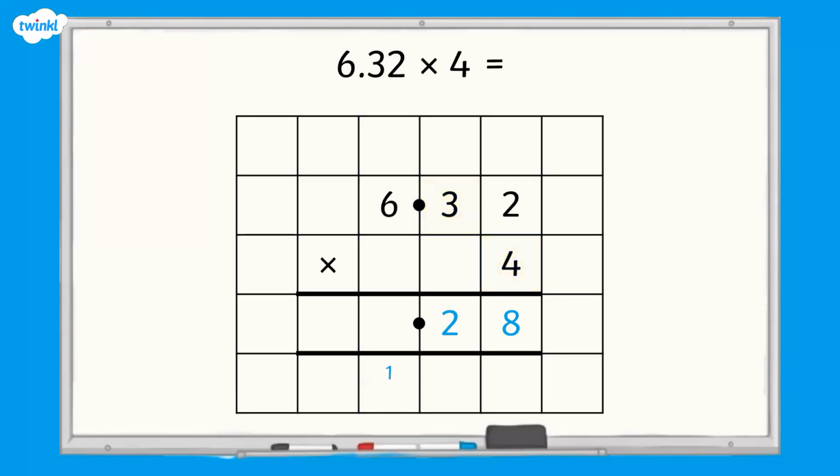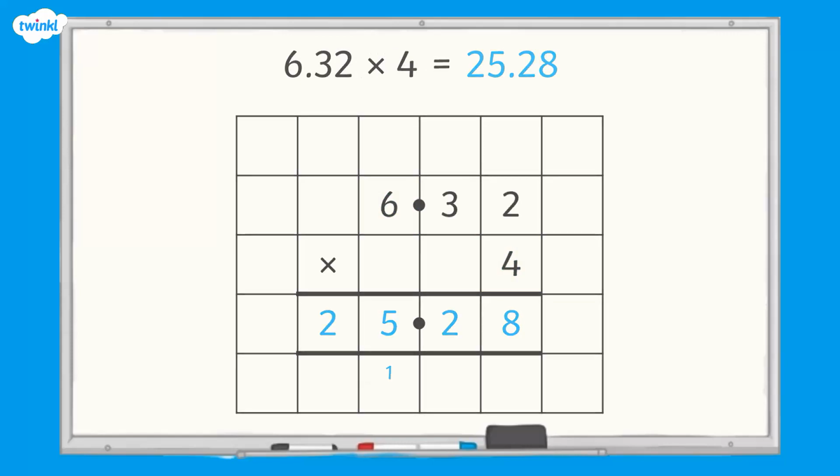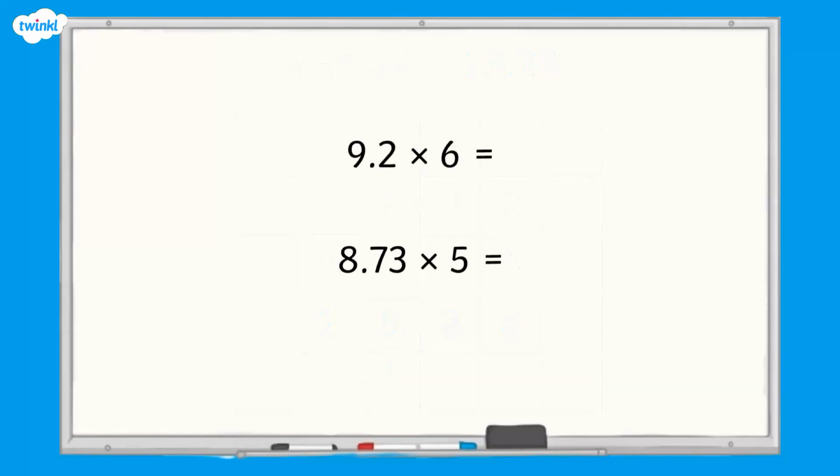Finally, we multiply the 6 ones by 4. 6 times 4 is 24, but we need to add on the 1 from our regrouping, which makes 25. So we write this in the ones and tens column. This means that 6.32 multiplied by 4 equals 25.28. Now it's your turn.